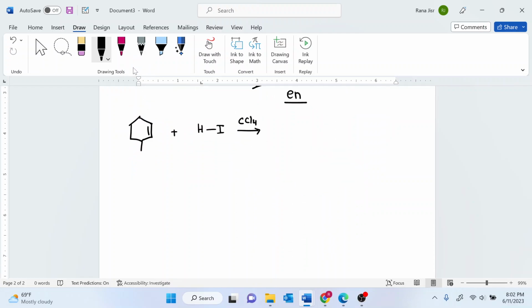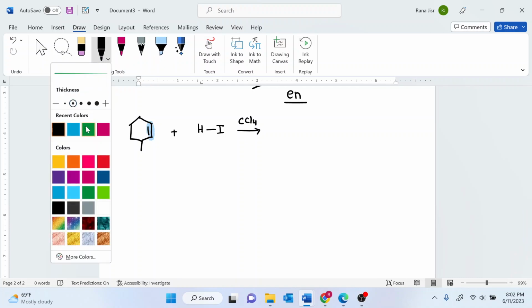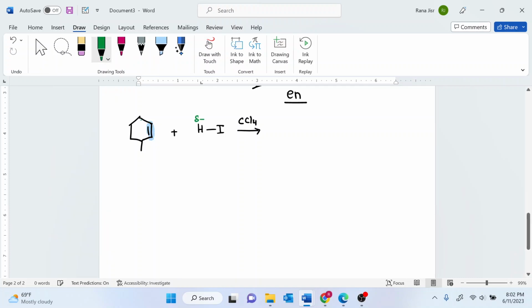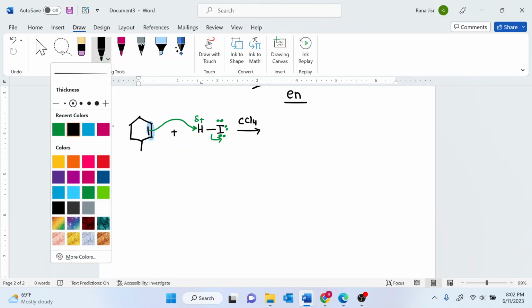Let's have another example now with hydrogen iodide in presence of carbon tetrachloride. Same idea, locate your double bond in there. And the reaction goes from the nucleophile to the electrophile. So the double bond is going to open up, pick up the hydrogen, and the iodine is going to leave. Every time you make a bond, you break a bond. This is the mechanism of the reaction.